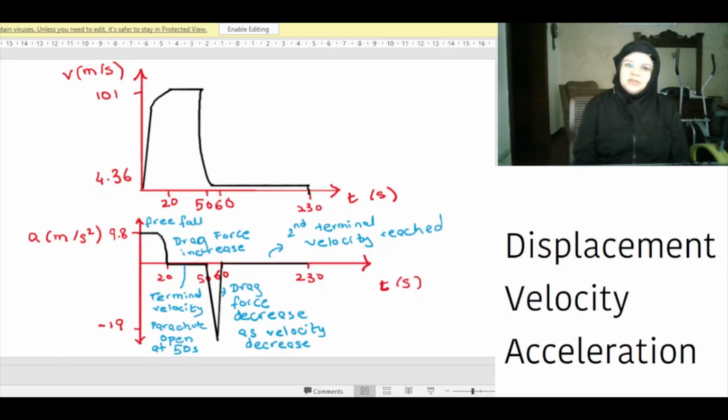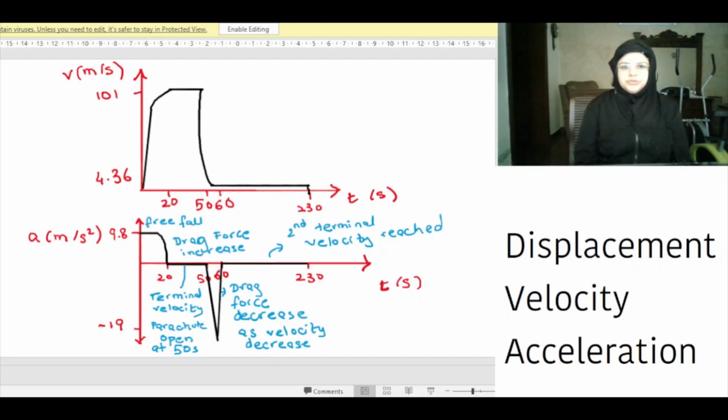When a person jumps from an aeroplane, initially the gravitational force is a lot greater than the drag force. Therefore, the person experiences a constant acceleration of 9.8 meter per second square, that is the free fall. With time, as the velocity increases, the drag force also increases since drag force is proportional to velocity square. When the drag force is equal to the gravitational force, the velocity becomes constant, that is the first terminal velocity. Since the slope of the velocity time graph is 0, the acceleration is also 0.